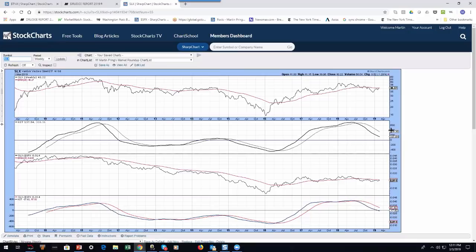Sorry, I didn't mean to interrupt. I was just pointing out it got up to its 65-week exponential the week before last, and then it looked like it backed off slightly last week. Yeah, so they're just really at an important point here.